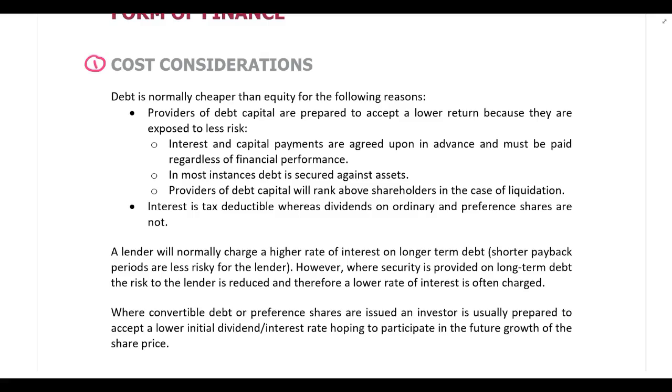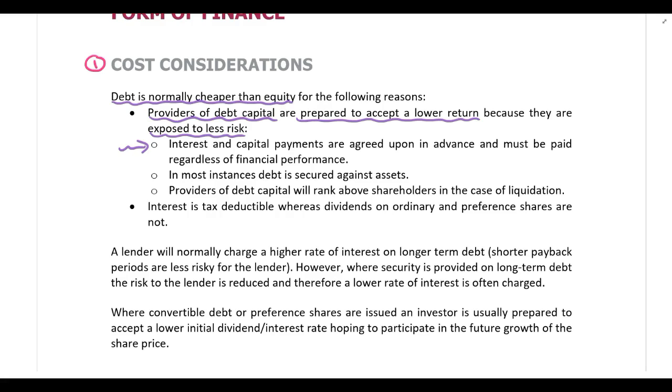So under cost considerations, the types of things that you can discuss is debt is normally cheaper than equity. Why is debt cheaper than equity? Because the providers of debt capital are prepared to accept a lower return because they are exposed to less risk. Remember the relationship between risk and return. If you are exposed to less risk, you'll be prepared to accept a lower return. So why are the providers of debt capital exposed to less risk? Because interest and capital payments are agreed upon in advance and must be paid regardless of financial performance. So even if the company has a bad year, they still need to make those payments.